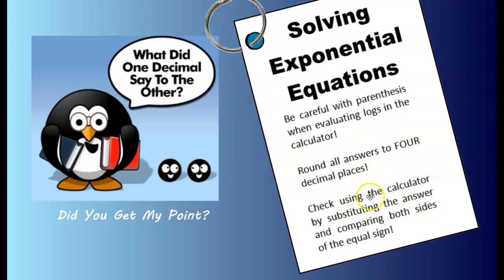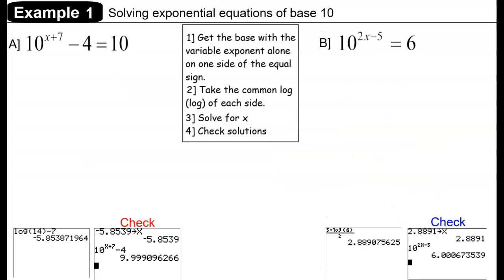And you're going to check using the calculator by substituting the answer you get for x into the left side, and then get an answer, and then into the right side and get an answer. Compare both sides of the equal sign to see if they are close enough to be considered approximately equal. Since we're rounding answers to 4 decimal places, they're never going to be exactly equal, but they should be close when we check. So let's start with example 1a.